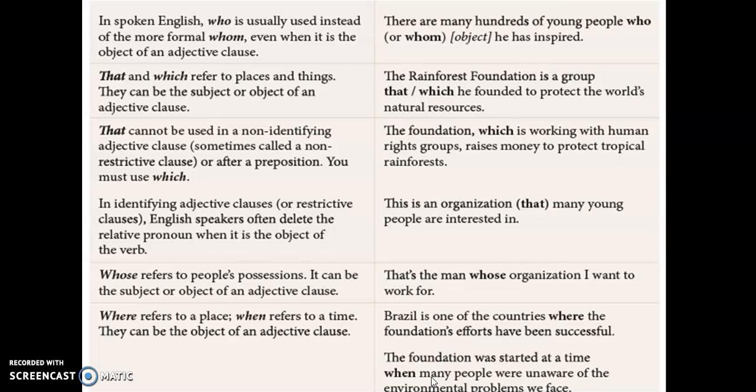We are not going to use this much, so we can have these examples right here, but just in case you need help, guys, I can give you more examples online. You can write to me. For the rest of the information, I prepare at least one or two examples for each grammatical point. Brazil is one of the countries where the foundation's efforts have been successful. The foundation was started at a time when many people were unaware of the environmental problems we face.